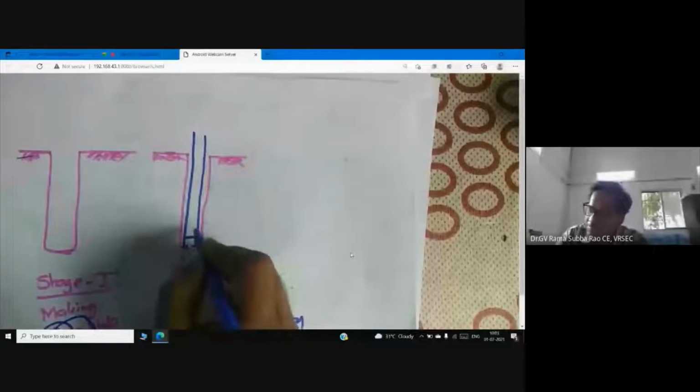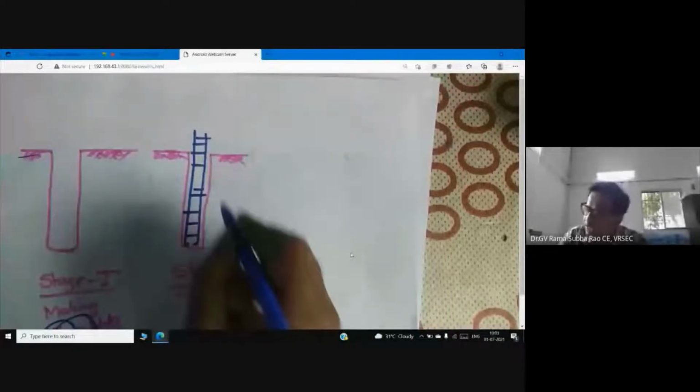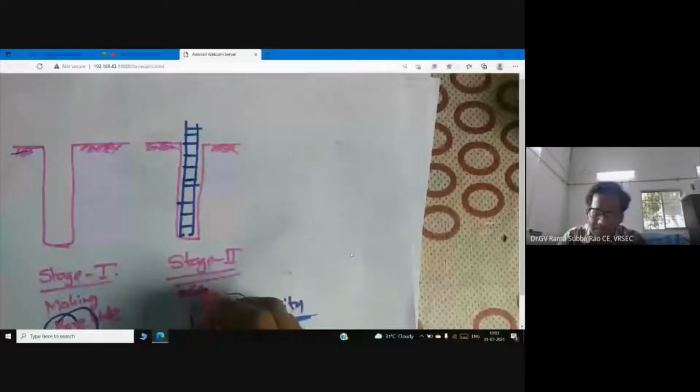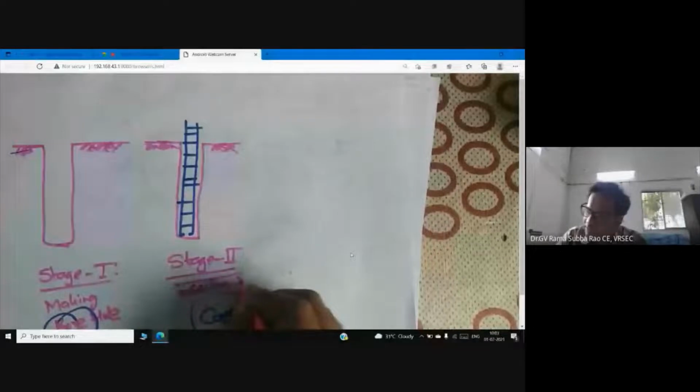After inserting the reinforcement cage, what will we do now? So stage 2 is inserting reinforcement cage.